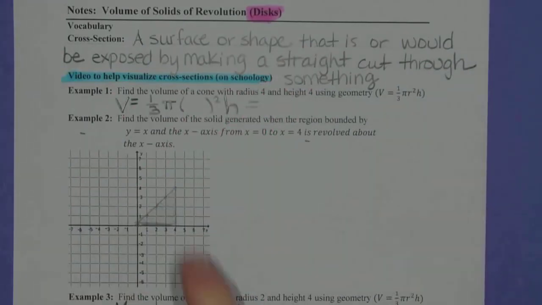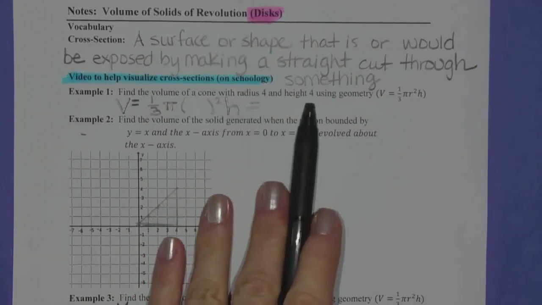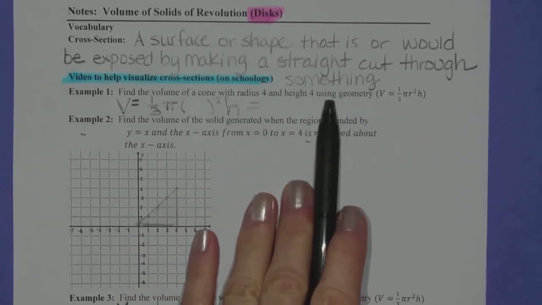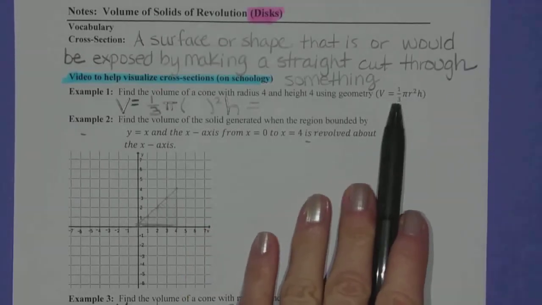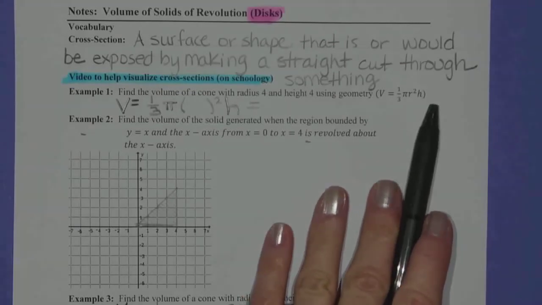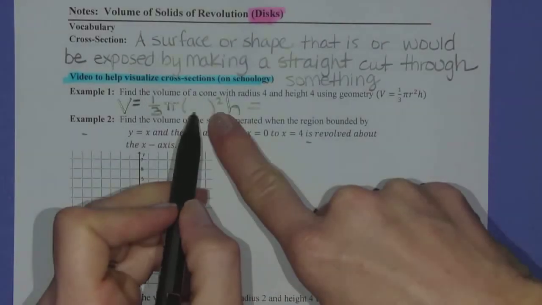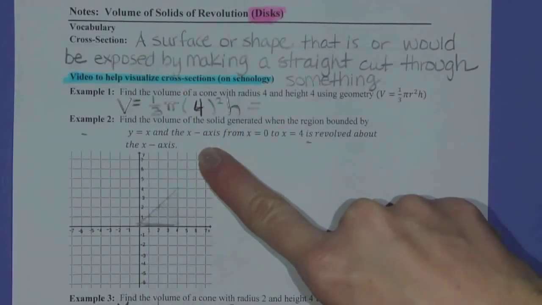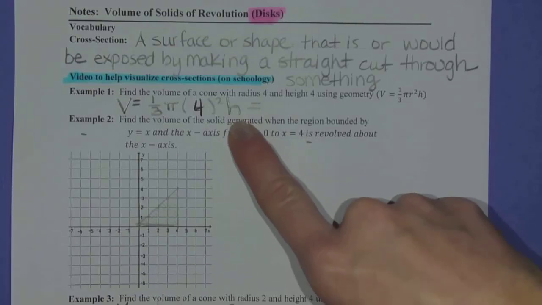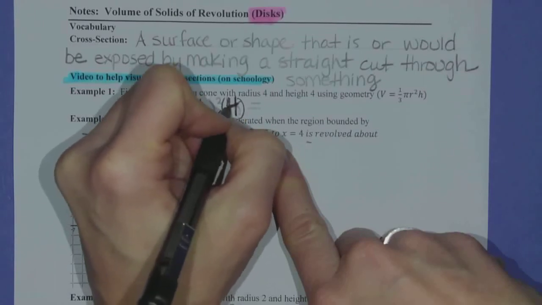Okay, so let's take a look at example 1. Example 1 says, find the volume of a cone with a radius of 4 and a height of 4 using geometry. So we're going back a couple years here in your math studies, but here's the formula I reminded you. Volume of a cone is 1/3 pi times radius squared times height. I've got that set up here, and I'm just going to plug in the radius, which is 4. So 1/3 pi times 4 squared, and then times the height, and the height is also 4.